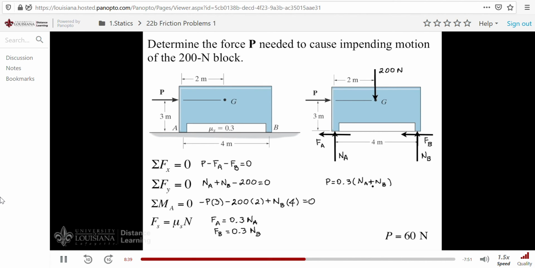Now we realize that this sum, Na plus Nb, is actually equal to 200, isn't it? So if I put 200 in here, then the solution for P is pretty straightforward. 0.3 times 200 gives us 60 newtons.